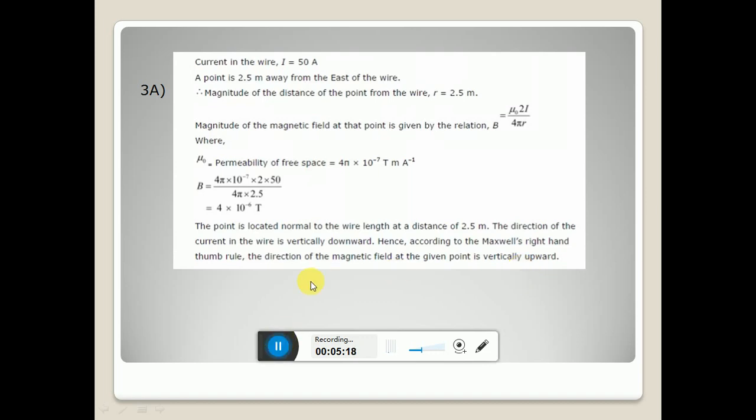More specifically, if you want to specify the direction of that magnetic field, the direction will be pointing out of the plane of the paper or into the plane of the paper. So here, the magnetic field direction at the east point will be out of the plane of the paper. If you apply the right hand thumb rule, it will be easy for you to find out the direction.